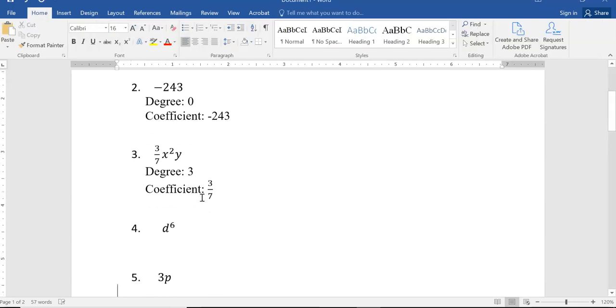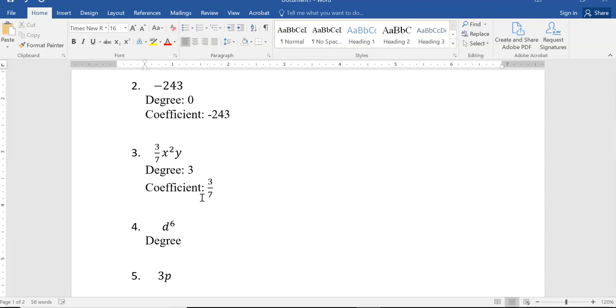On problem number 4, we have d to the 6th. Now, the degree here is pretty obvious, it's 6. However, the coefficient is not written down, right? So anytime we don't have a coefficient written down, we always say it's 1. It's an implied 1. We've seen that before in this class, but I just want to state that again. So d to the 6th, the coefficient is actually 1.